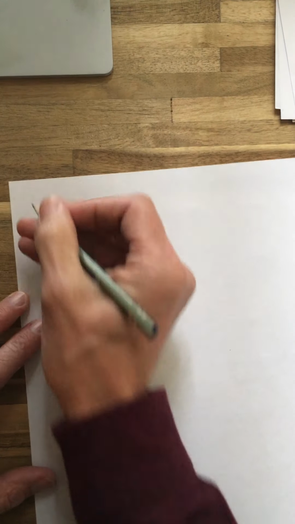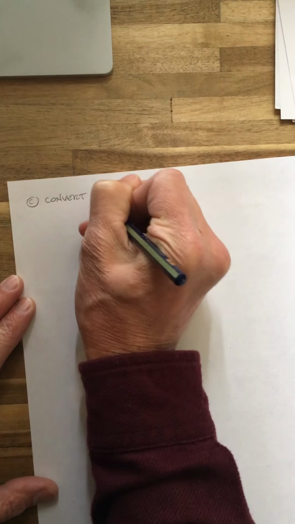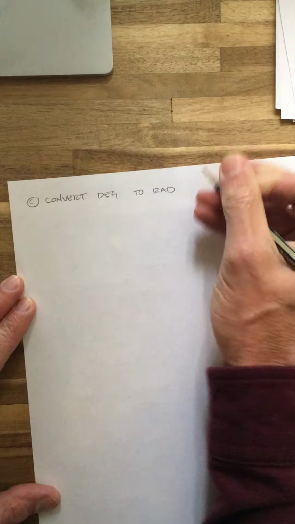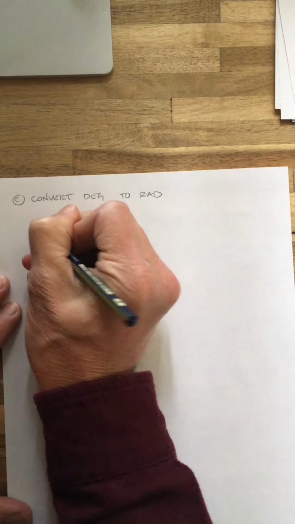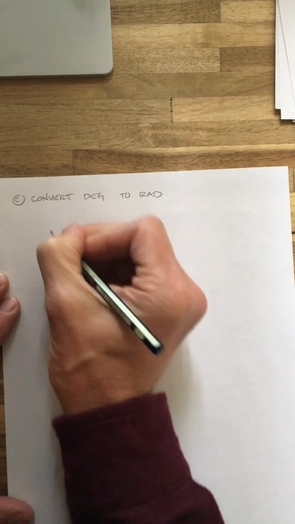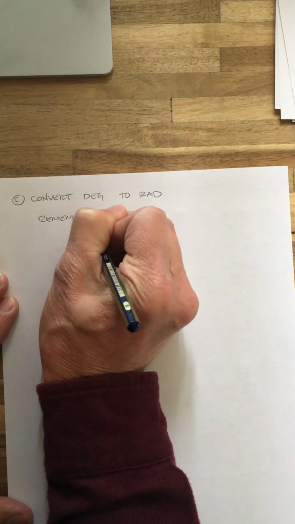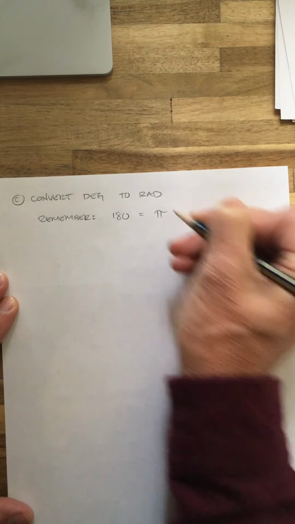So what am I on? Part C. Convert degrees to radians, or vice versa, okay? And so let's just say I have, just remember, this is the main thing, that 180 is equal to pi, right? 180 is equal to pi.